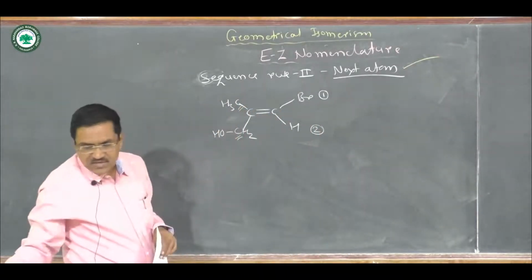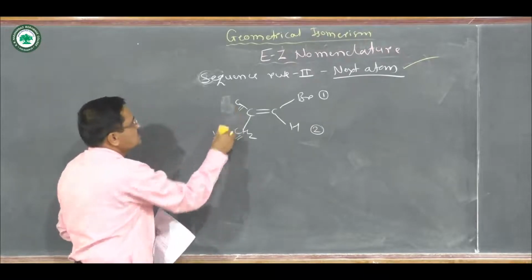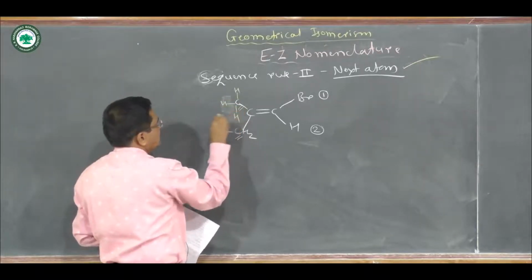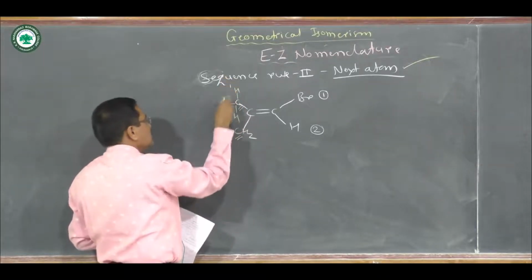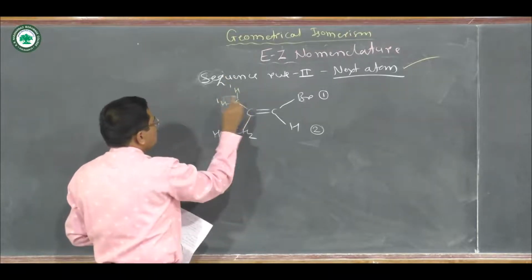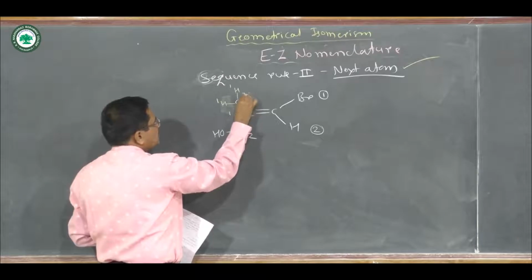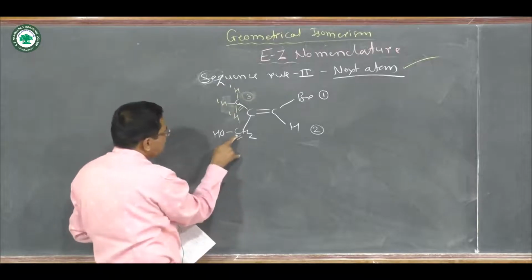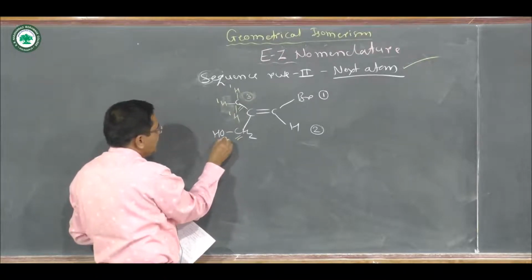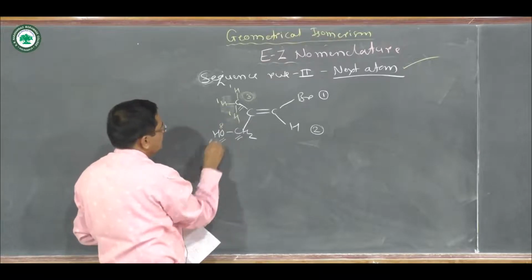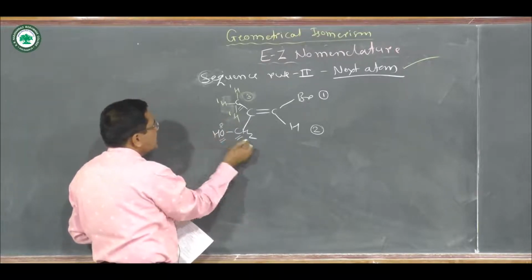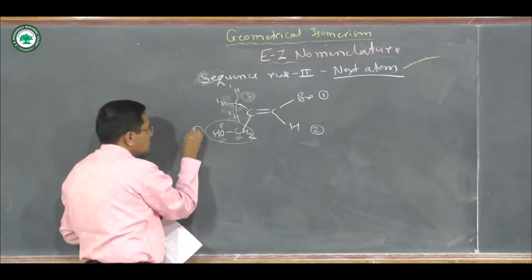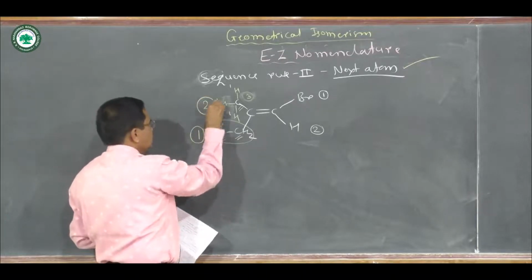Now when we consider the next atoms after this CH3, there are 3 hydrogens present. The atomic number of each hydrogen is 1, so the sum of atomic numbers is 3. After this carbon atom there is oxygen, and the atomic number of oxygen is 8. So the priority of this CH2OH group is higher; this is 1 and this is 2.